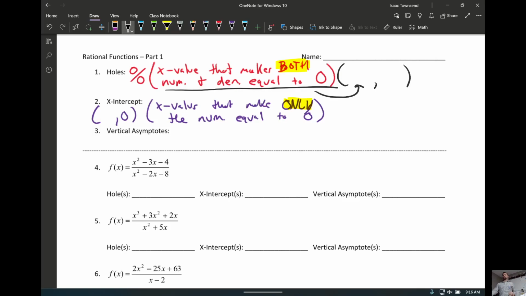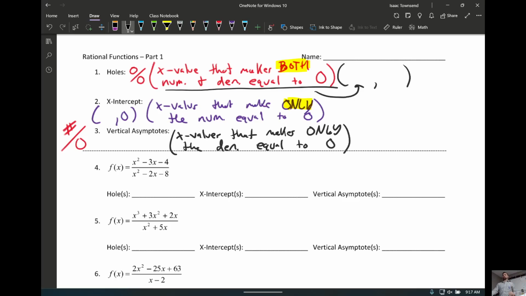Okay, vertical asymptotes are going to occur when you take a number other than 0 and try to divide it by 0, because we can't divide by 0. And this is going to create vertical spikes in our graph, known as vertical asymptotes. And so to know what numbers make you divide by 0, this is going to come from any x value that makes only the denominator equal to 0.